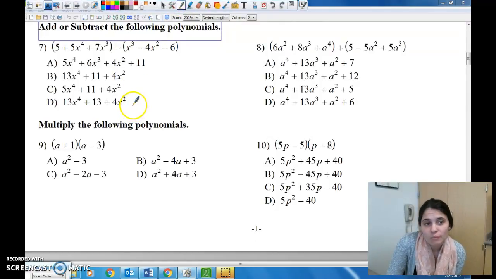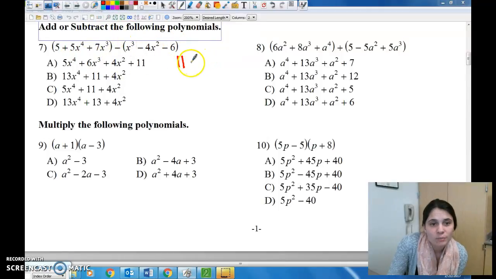So the first thing we need to remember is that we can only combine like terms when we're adding and subtracting. So I can do 5 minus a negative 6 because those are like terms. So 5 minus a negative 6 is the same as 5 plus 6, which is 11. And then my 5x to the 4th, there's no other x to the 4th, so there's nothing for me to subtract from that. So I have a 5x to the 4th. And then 7x to the 3rd minus x to the 3rd leaves me with 6x to the 3rd.